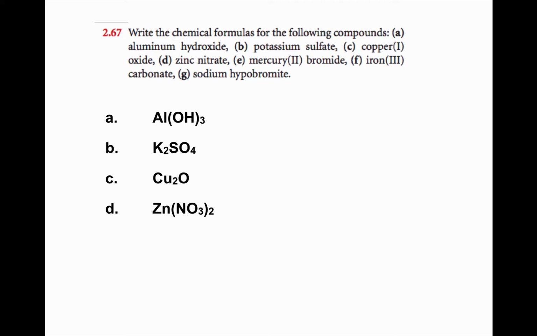Mercury 2. It's got a +2 charge. Bromide's got a -1 charge, so 2 bromides to every mercury 2. Iron 3 carbonate. Iron's got a +3 charge. Carbonate's got a -2 charge, so I would need 2 iron 3s to every 3 carbonates. Sodium hypobromite.